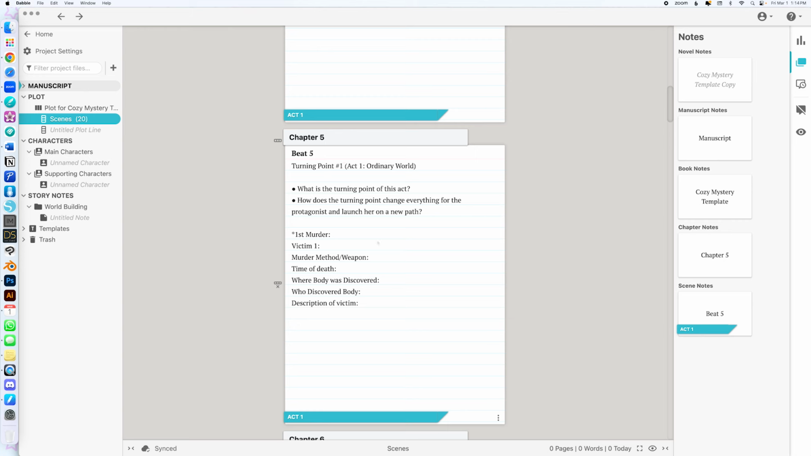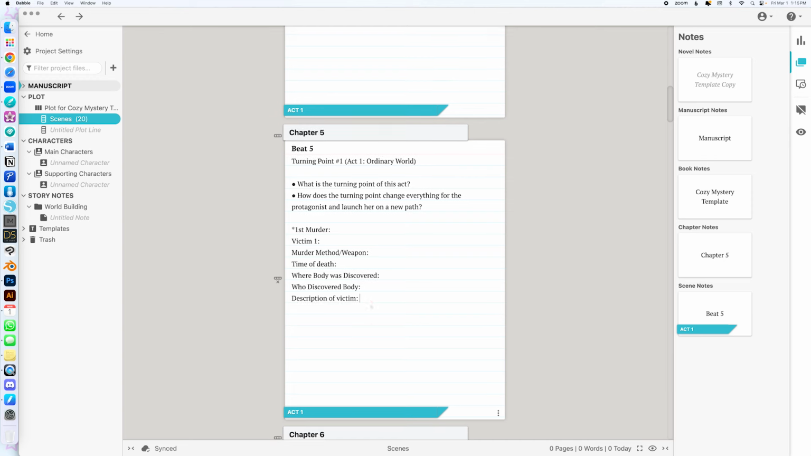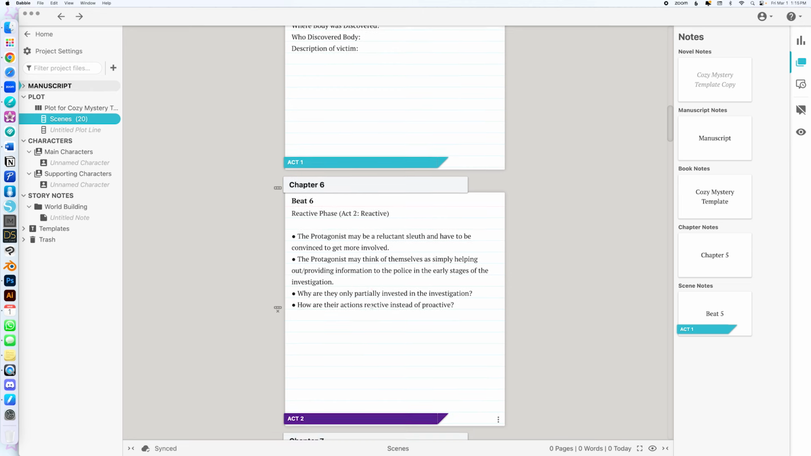So who gets murdered? What is happening here? How does your protagonist find them? Over here, I have almost like an interview or questionnaire: who the victim is, what the murder method or weapon is, what the time of death is, because I want to know when it happens, where the body was discovered, who discovered the body, and the description of the victim. Again, clues can be put here. Then we go into Beat 6, and now we're going into Purple Ribbon, Act 2.